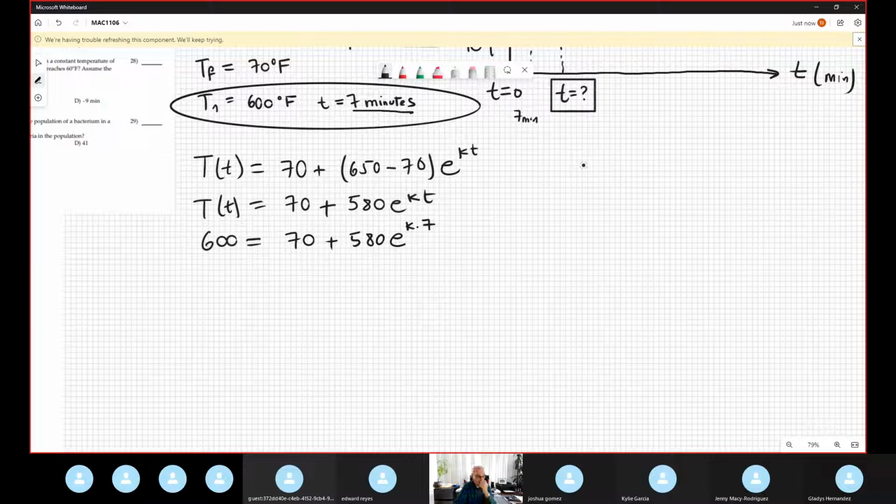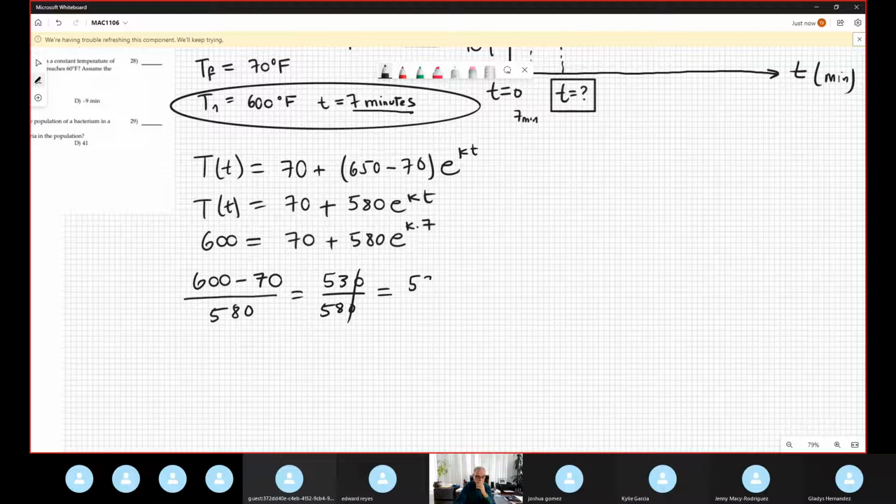Let's solve it. Some algebra. It's easy. It's 600 minus 70. I move 70 to the other side, subtracting, divided by 580. So it is 530 divided by 580. By now, we can cancel out that 0: 53 over 58.